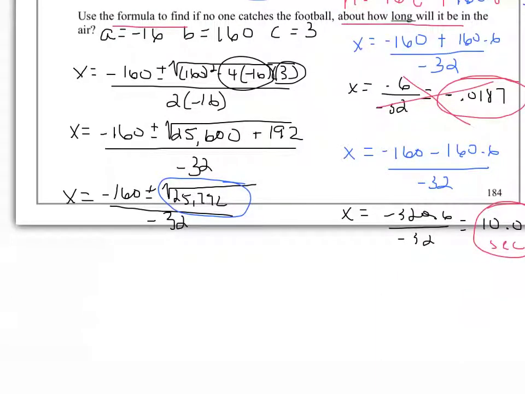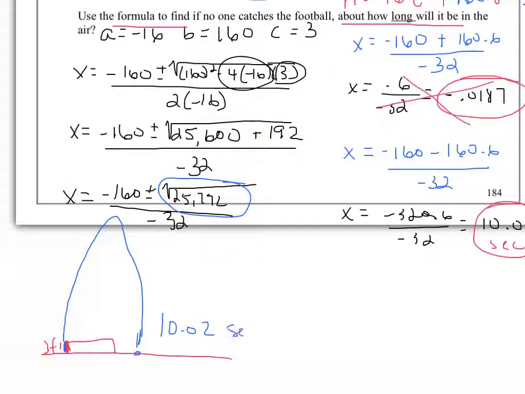Okay, so just to give you guys a visual of kind of like what this looks like, is that a football player kicks a ball. Okay, so here's the floor, and the starting height here is 3 feet high. Okay, from here to here. This is the height. Okay, then he kicks the ball, okay, 160 feet per second. So we want to know how long is it in the air before it comes down and hits the ground. Okay, so that's why we can again see that time has to be positive, and it's 10.02 seconds.